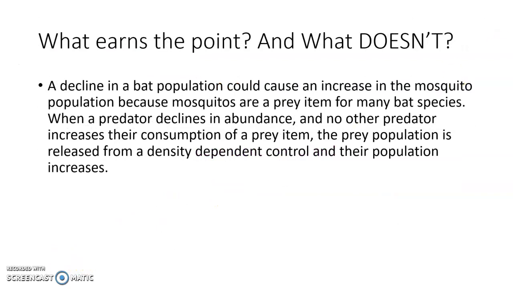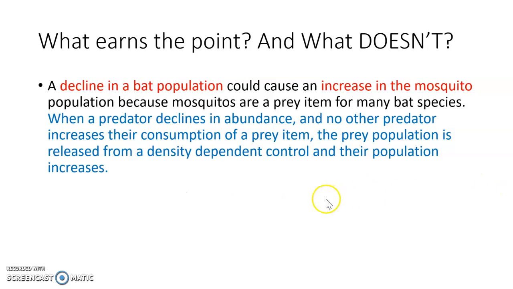So what earns the point and what doesn't? Let's look at this prompt. A decline in the bat population could cause an increase in the mosquito population because mosquitoes are prey items for many bat species. When a predator declines in abundance and no other predator increases their consumption of a prey item, the prey population is released from density-dependent control and their population increases. Let's take this apart. We have our decline in the bat population, therefore an increase in the mosquito population or their prey species, and our supportive reasoning tells the reader that we know exactly what happens and why.